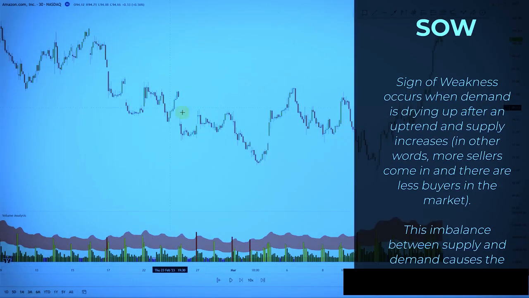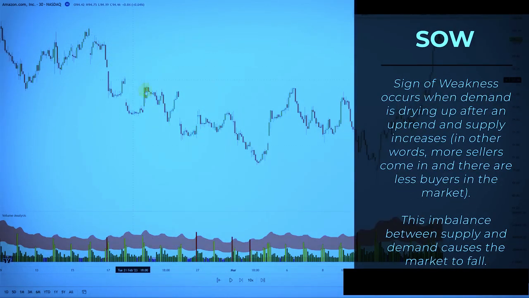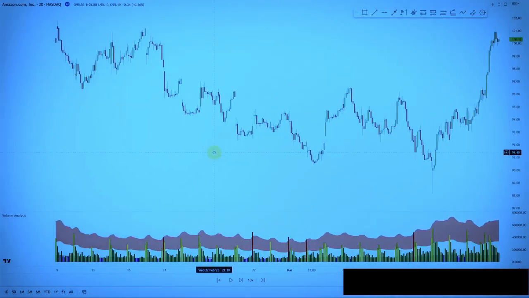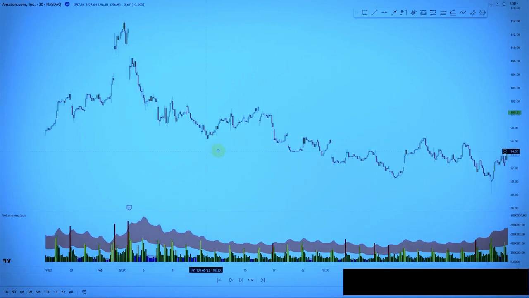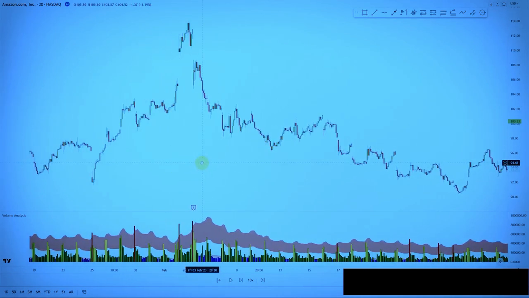Sign of weakness occurs when demand is drying up after an uptrend and supply increases. In other words, more sellers come in and there are fewer buyers in the market. This imbalance between supply and demand causes the market to fall. When I'm day trading, I'm looking for different signals of sign of strength or sign of weakness.